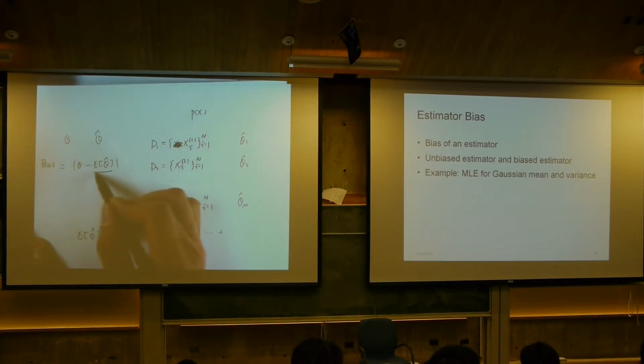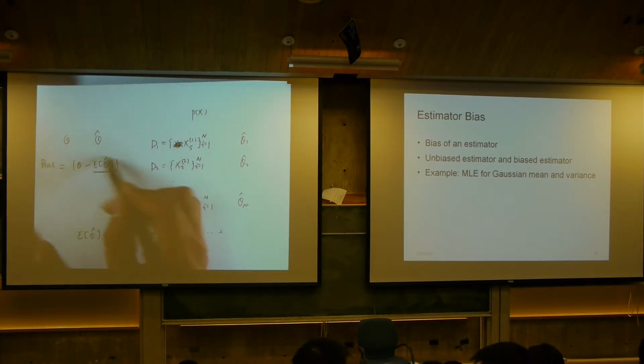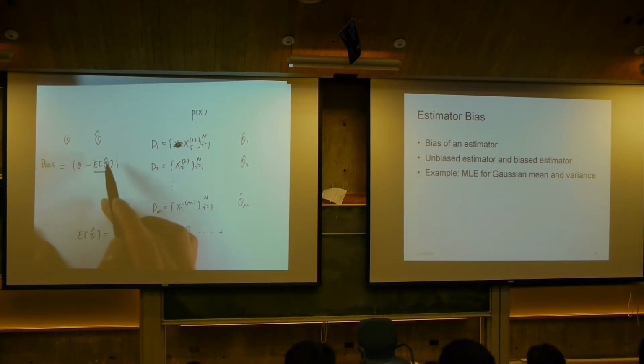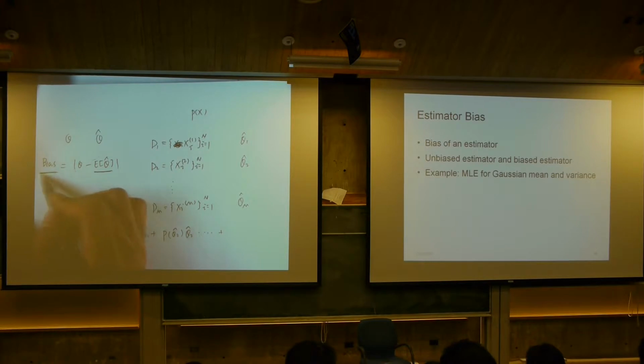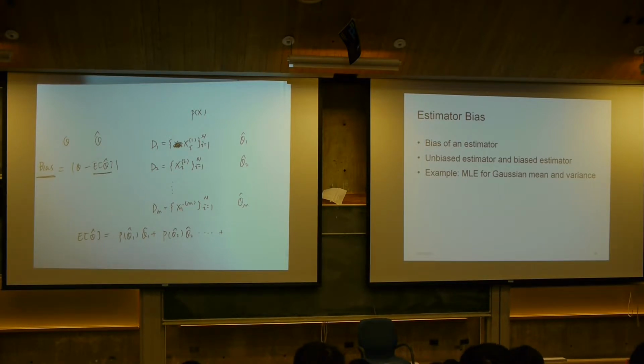This expectation quantity here basically states: if you have an infinite number of samples, what will be the value of your estimator? And this quantity, the difference between the true parameter and the expectation, is called the bias of this estimator. If the bias term equals 0, this estimator is called an unbiased estimator. If it is not, it is called a biased estimator.